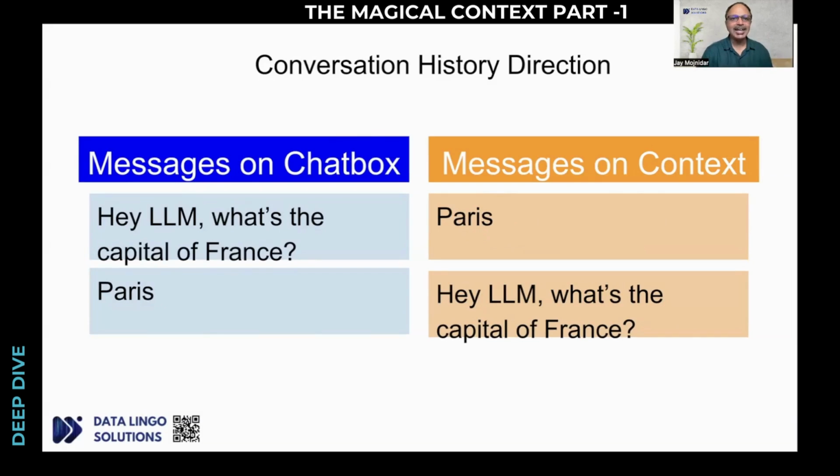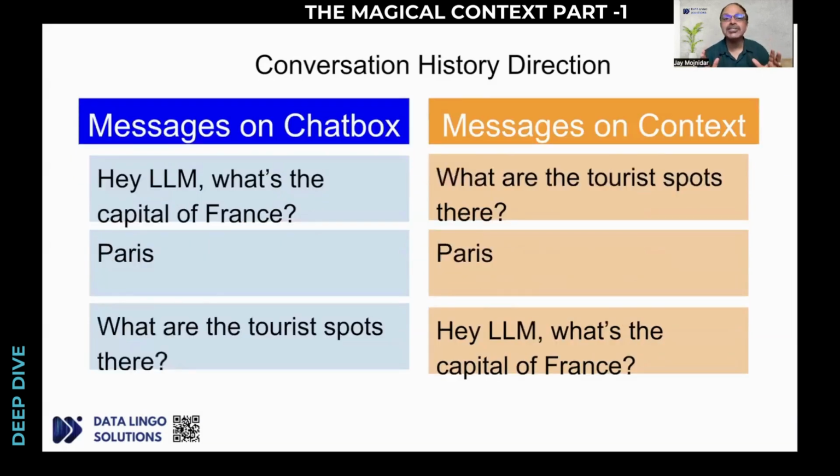Next, I typed in, what are the tourist spots there? Observe that my second prompt is at the bottom of the chat box, but attached to the top in the context. When the LLM looks at my prompt, it gets the question, where? Then it looks at the previous response. It realizes, oh, I'm referring to Paris. So it can come up with a response like this.